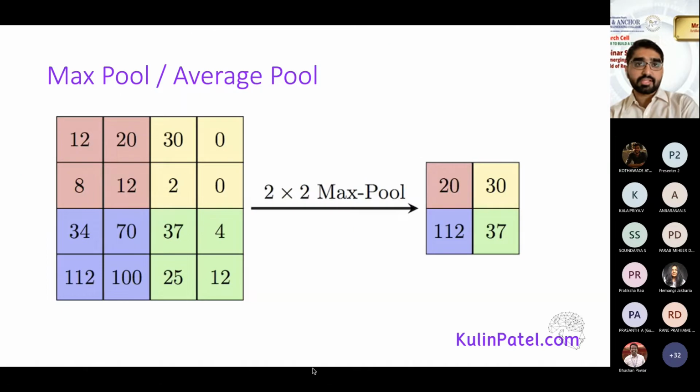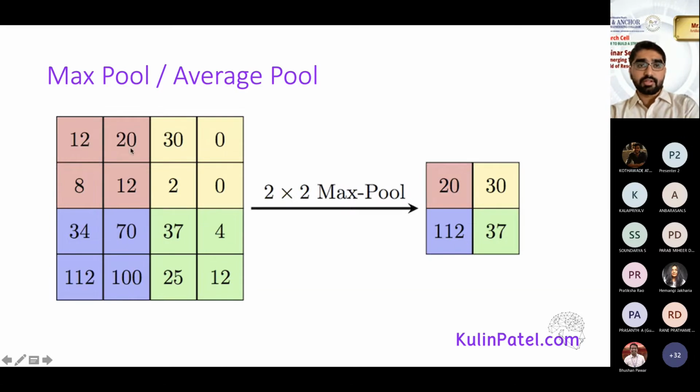Then another term is max pool or average pool. If we have a large image, let's say in megapixels, but we don't have that much processing power, we want to minimize it. So what we do is average pool or convolution. This type of filter we apply to minimize the images.